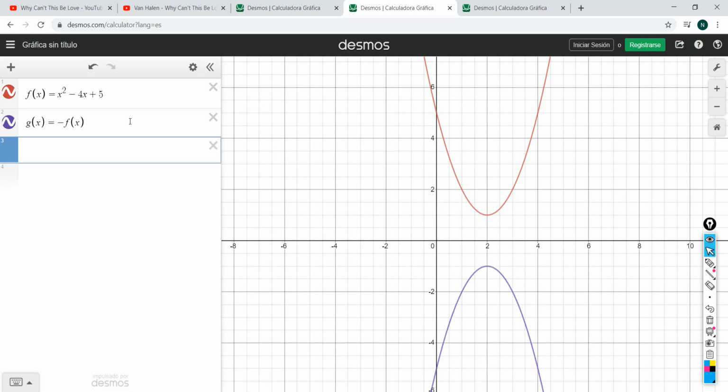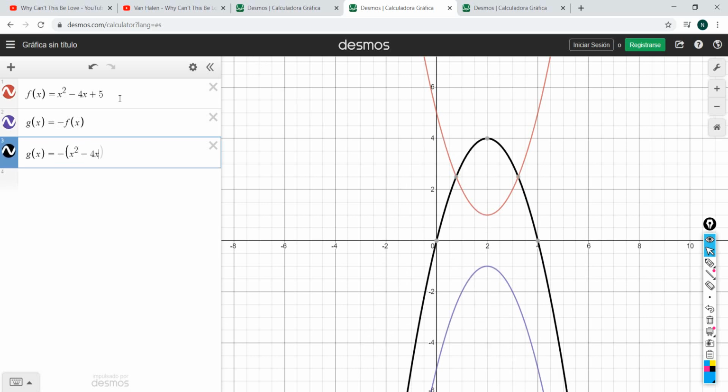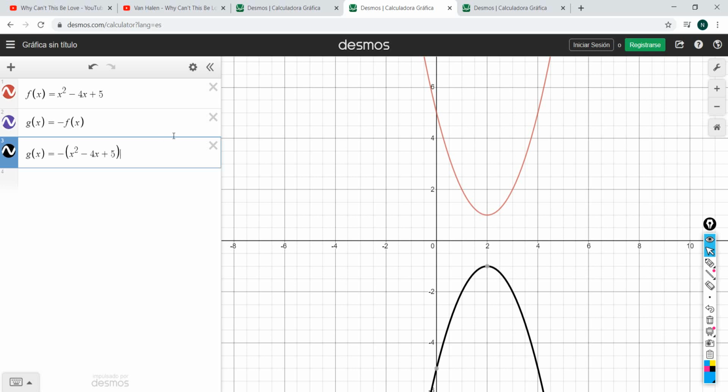And one more time, I could have written the whole expression minus f of x, but what is f of x? It's all of this. So I could do that: x squared minus 4x plus 5. And as you can see, I get the same graph, okay? This and this are exactly the same thing. If I deactivate this, you can see that they are the same. So we have produced a reflection about the x-axis.